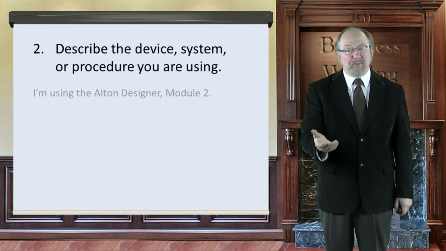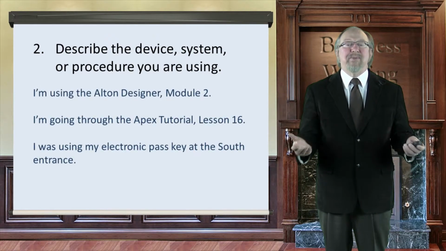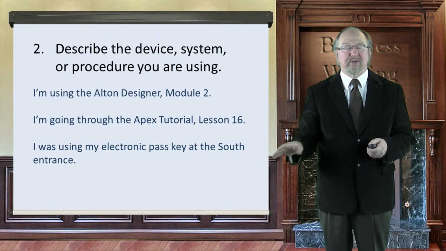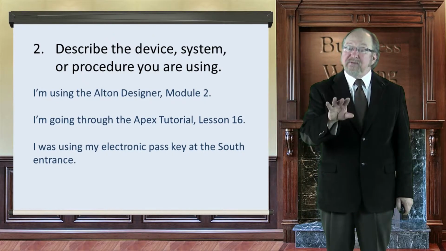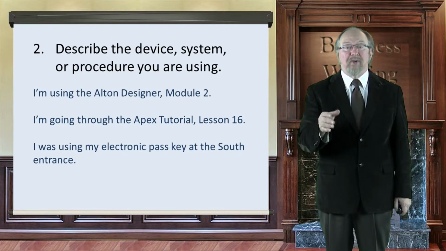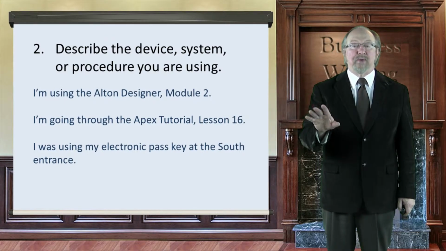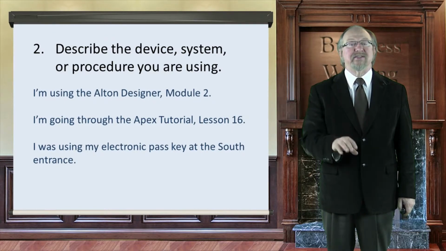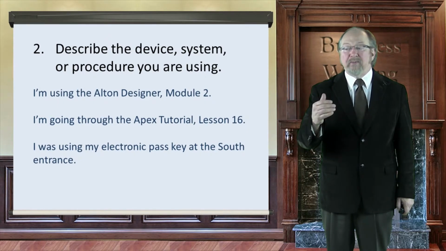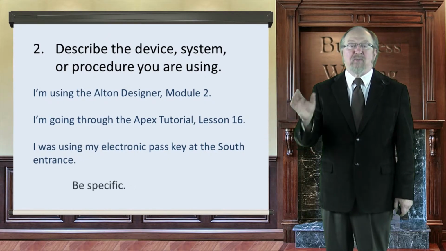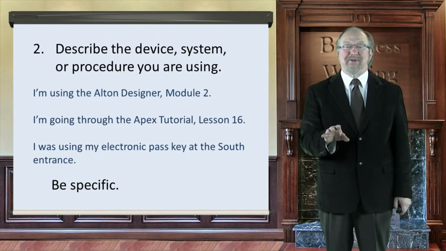Then begin to explain the problem. Start with a clear statement of the device, system, or procedure that you're using. It might be the Alton Designer. Add the specific information, Module 2. Or write the Apex tutorial with the specific information, Lesson 16. Or the electronic pass key with the specific information at the south entrance. Whatever the description, be specific.